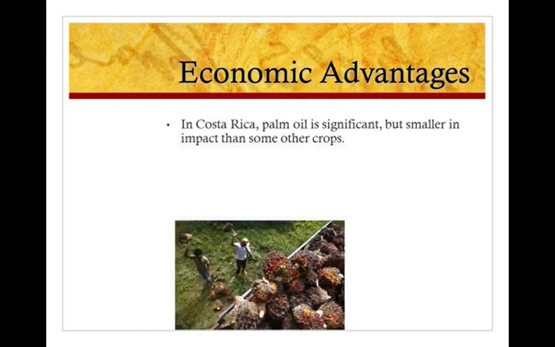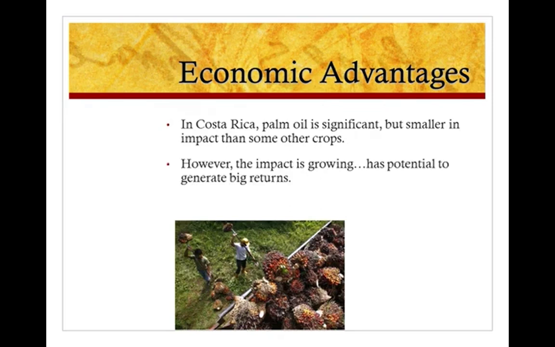Now, in Costa Rica, palm oil is also significant, but it's got a smaller impact than some other crops. However, the impact is growing, so the potential to generate big returns to palm oil is there in Costa Rica. They are starting to take advantage of it. Now, other Central American countries, same thing. We're starting to see production of palm oil.